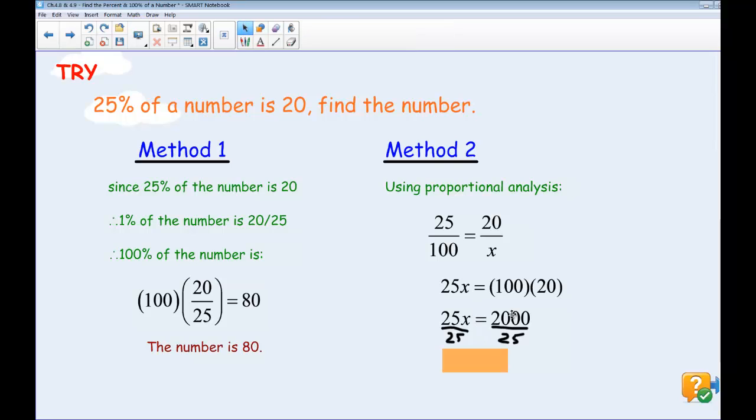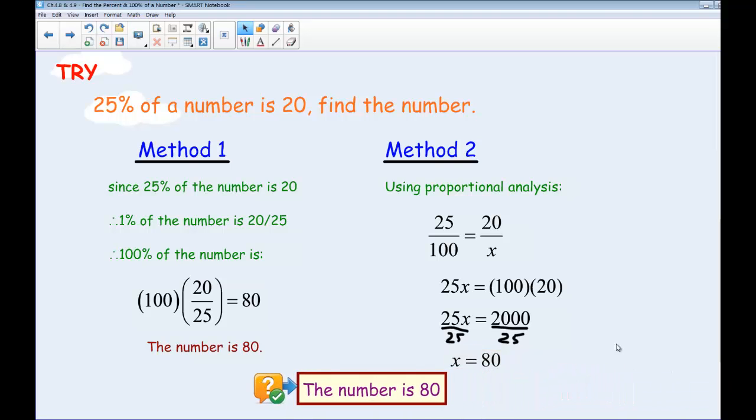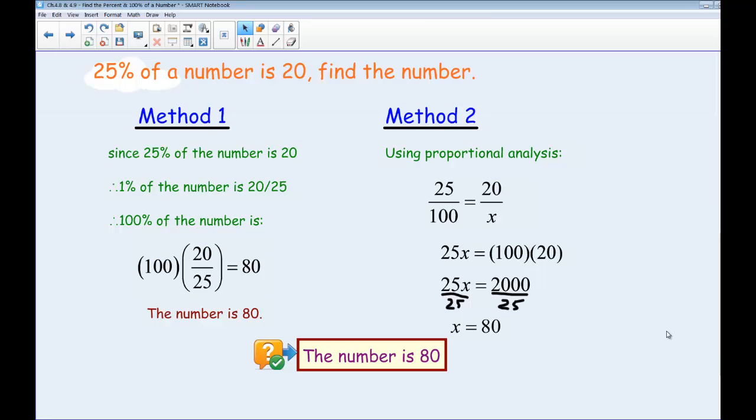And therefore 2,000 divided by 25 would still give you the value 80. So either method gets you the same number. The number is 80. So hopefully these short examples help you to understand how to find percentages and the idea of 100% of a number.